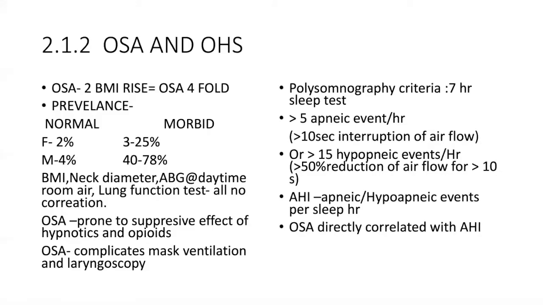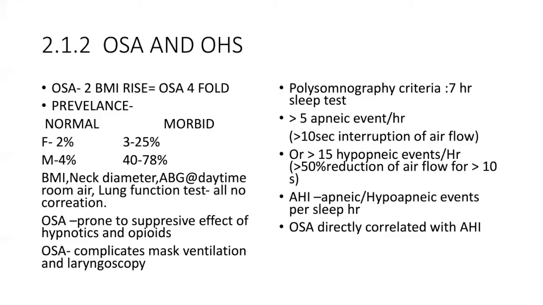With a 2-index rise in BMI, there is a 4-fold rise in obstructive sleep apnea. So the prevalence, I don't know which data, maybe international or US data: in females with normal weight it is 2%, and in males 4% only. But when it is morbid obesity, it may rise to 25% of the population, and in males it goes up to 74 or 78%.